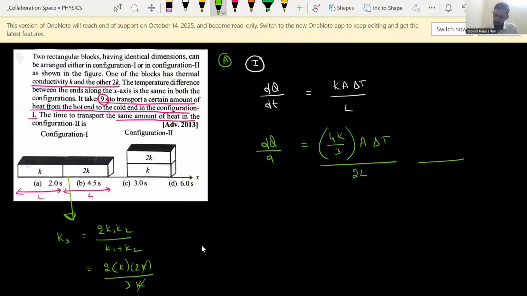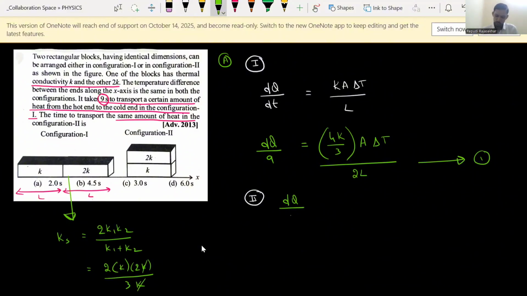This is equation number 1. Take it as equation number 1. Now come to configuration 2, the second configuration. The formula is the same here also: dQ by dt equals KA delta T divided by L. The formula will apply here also. So dQ heat is flowing, because the heat is the same as they said in the question.